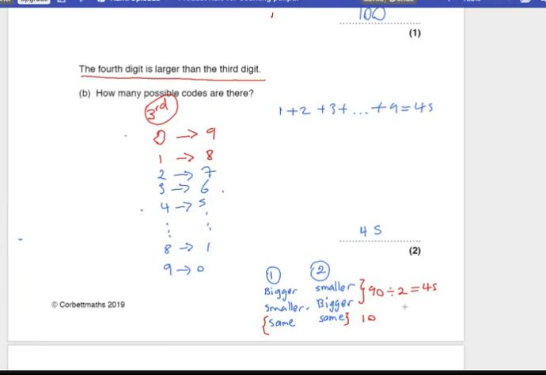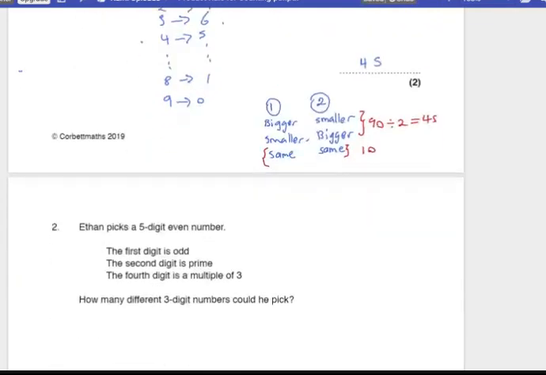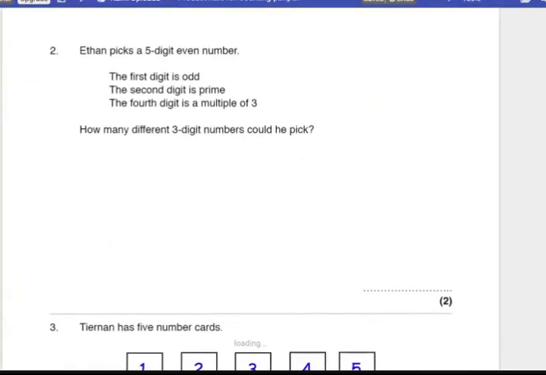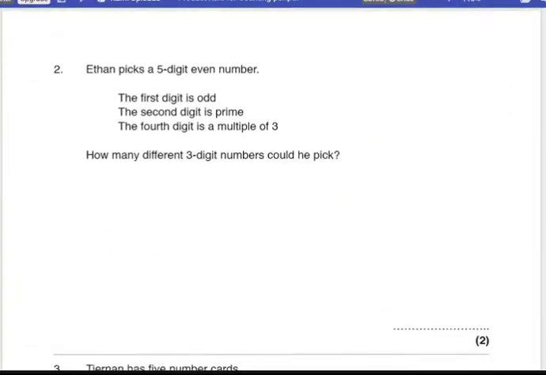Just another way that I thought of. It's not something that you have to do. It's not necessarily the best way to do it. It was just another thought, and I thought I'd share it. Okay. Cool. Here's the next question.